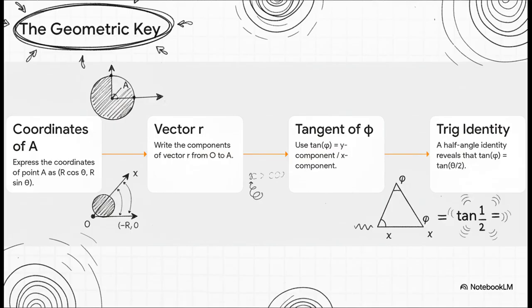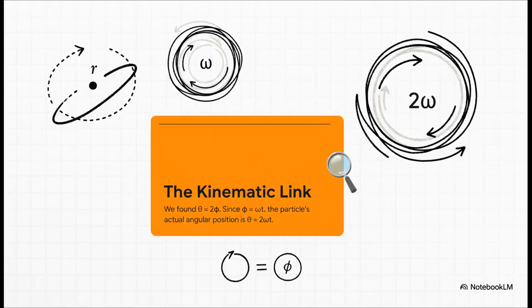It's all about geometry. The coordinates of particle A are just r cosine theta, r sine theta. Simple enough? The vector r starts at O and ends at A. So its components are just the coordinates of A minus the coordinates of O. That gives us r cosine theta plus r for the x component and r sine theta for the y component. Now here's where the magic happens. The tangent of phi is just the y component over the x component. If you plug those in and use a standard trigonometric half-angle identity, the whole messy expression simplifies beautifully to just tan theta over 2. And boom, there it is, the hidden connection.